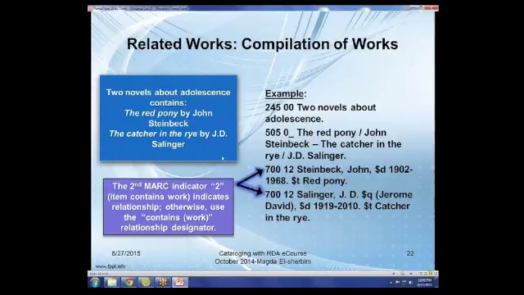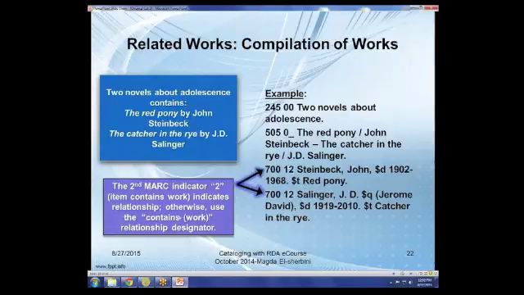Now, the second MARC indicator 2, as it does in field 740, indicates relationship. It indicates that the work listed in, or the resource whose cover title is given in 245, contains the works whose individual titles are listed in subfield T of 700.